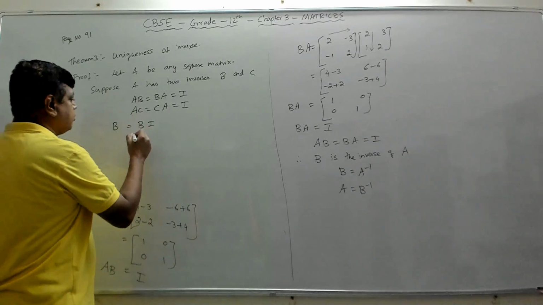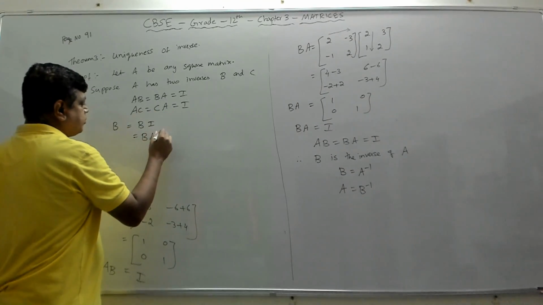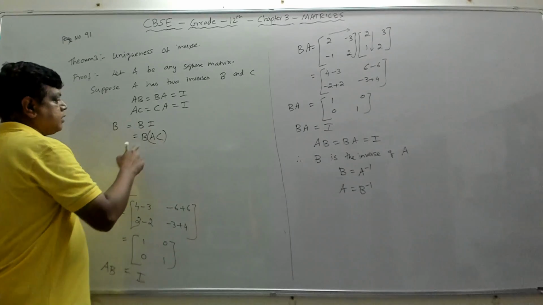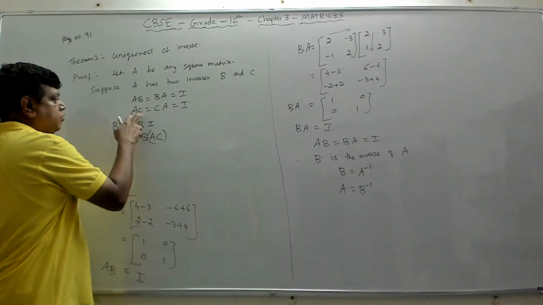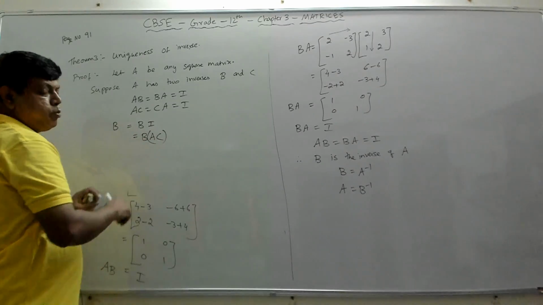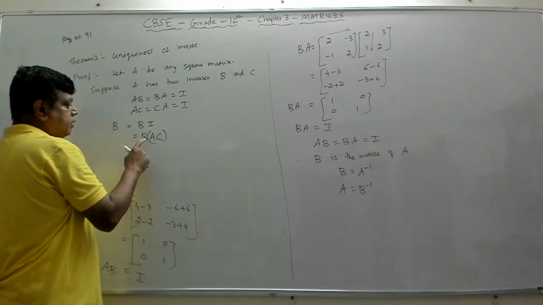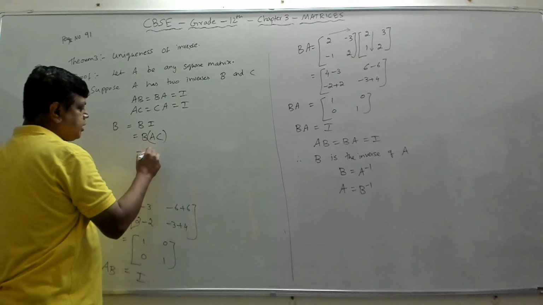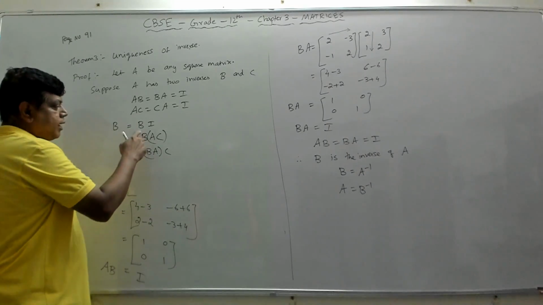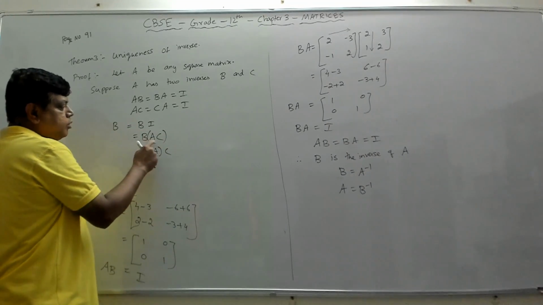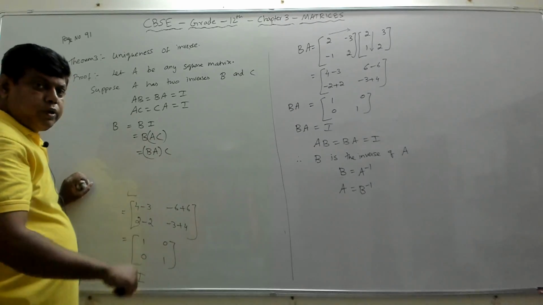Then B into I can be written as B into AC, instead of I, A into C. I can also put C into A, but if I put this, we will be able to prove B equal to C. This will make more sense, because then I can associate these two, B into AC is the same as BA into C, because matrix multiplication is associative.